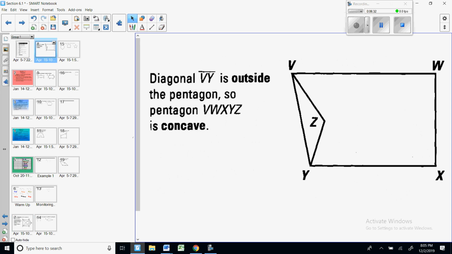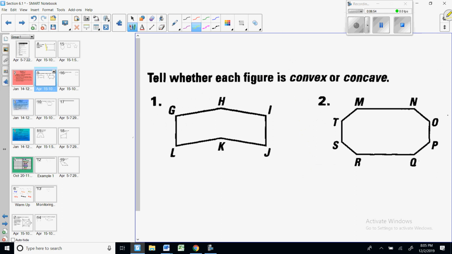Okay, and you can see here our diagonal from V to Y, which I'm going to highlight here in yellow, passes outside of our shape. And that tells you that the figure is a concave figure. Now, remember with our figures, one of the key pieces to this is with a polygon, all the pieces have to be made up entirely of segments, and you only have 2 segments meeting at a point, and it has to be enclosed. Okay, so we want to tell whether our figure is concave or convex.